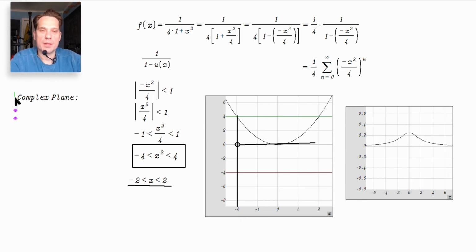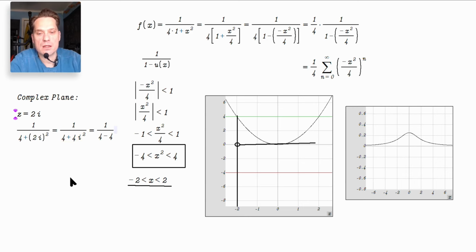So that plane is really like a two-dimensional object, and there you can have numbers like 2i, correct? In that plane, it's like z equals 2i. That's a possibility. But look what happens if you plug in 2i. You would have 1 over 4 plus 2i squared, and that would be 1 over 4 plus 4i squared. But i squared is -1, so you'd have 1 over 4 minus 4, which is just, in other words, then at the very end, 1 over 0, which is DNE.